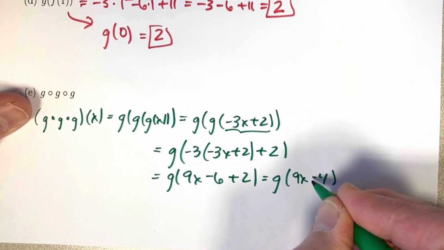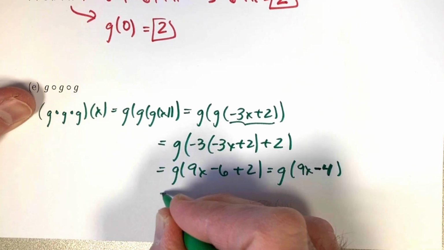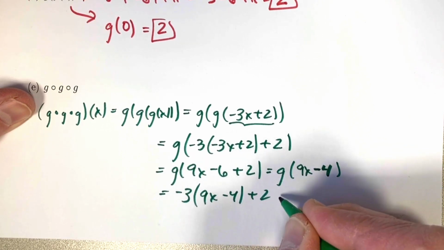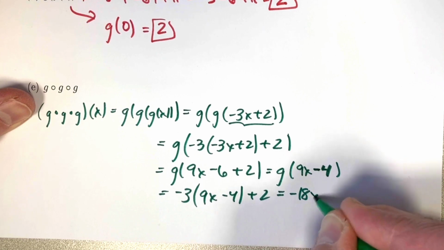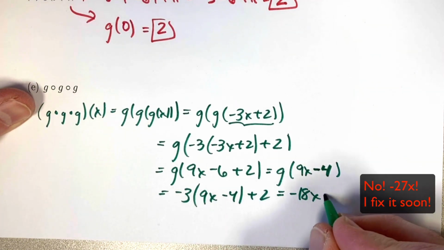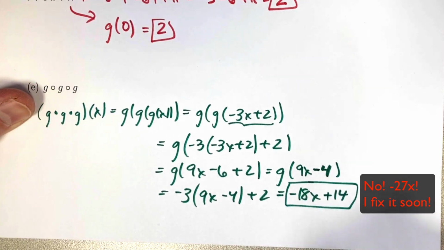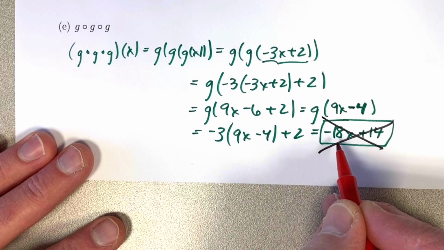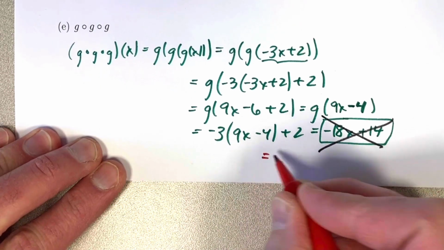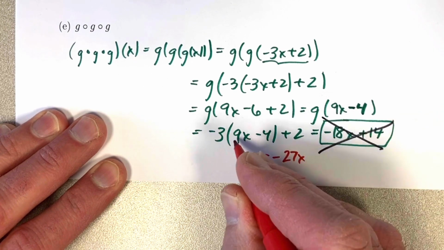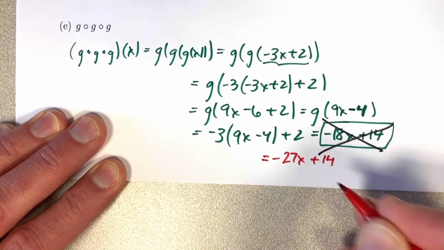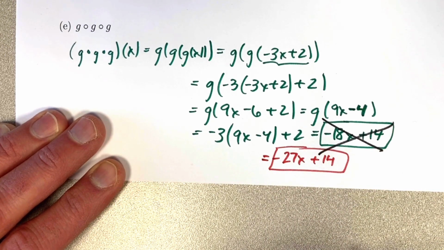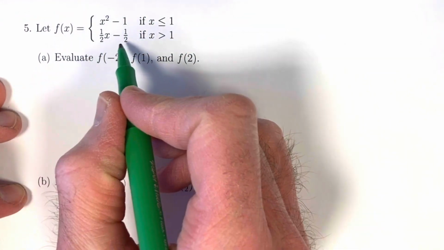minus 4. That expression now needs to get plugged into g, so I do negative 3 times 9x minus 4 plus 2 and simplify. Negative 18x plus 12 plus 2 is going to be plus 14. It is still a linear function. I made a bad mistake when I first did this and said negative 3 times 9x is negative 18x. No, it's negative 27x. So we get negative 27x, still plus 12 plus 2. Negative 27x plus 14, we get a linear function for the final answer. Amazing.